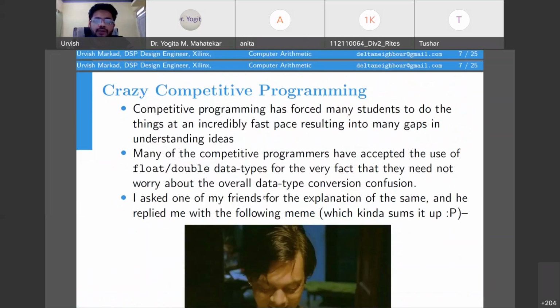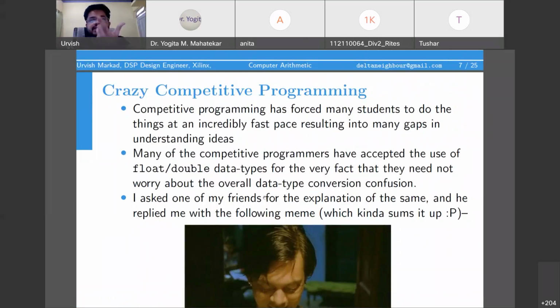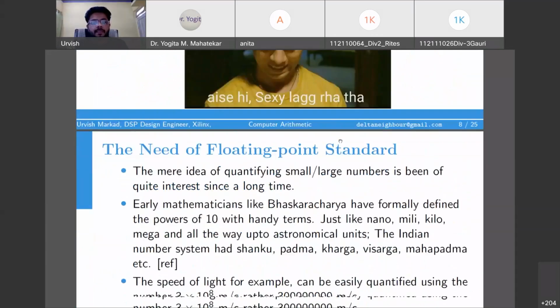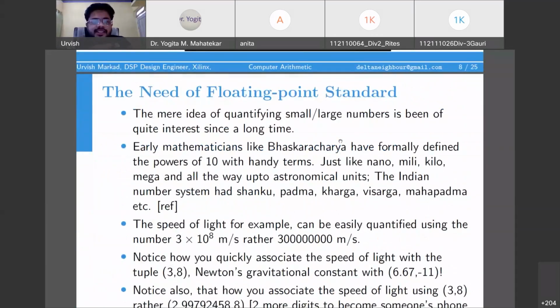Anyway, moving ahead, I want you to take note that henceforth, be it competitive programming or cracking an interview of a very renowned company, you understand how to go about choosing the data types, which I'll discuss in the next slides. So first thing is, what necessitated the floating point standard?